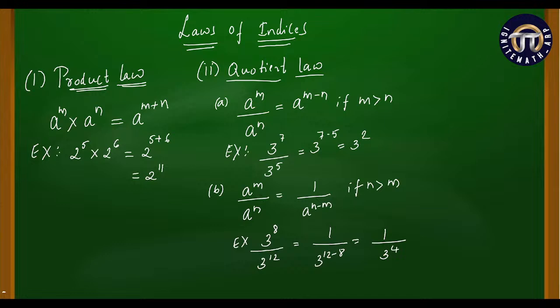Whenever I'm talking about the product law and the quotient law, keep in mind, children, it is very important that the exponents should have like bases. Only then can the product law and the quotient law be applied. If the given exponents don't have like bases, we cannot apply either the product law or the quotient law. Clear, children?